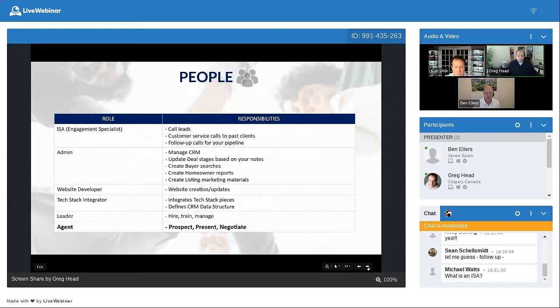And then most importantly, you, the agent. And this is your role: three things. Prospect, present, and negotiate. I like to think of this like going to a rock concert, and the band walks on stage and starts to perform. If you dissect and break that down, they only have two jobs: rehearse and perform.